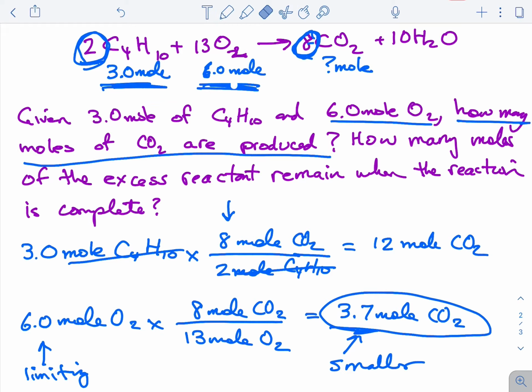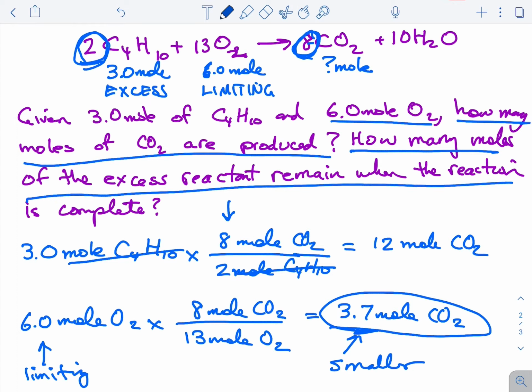So I'm going to go ahead and note that up here, that O2 is limiting, and C4H10 is excess. All right, so that's the first part of the question, right? How many moles of CO2 are produced? We're also asked how many moles of the excess reactant remain when the reaction is complete. So in other words, how much is left over?